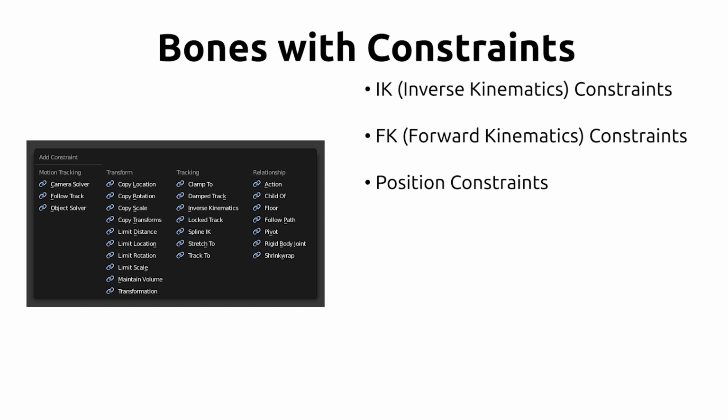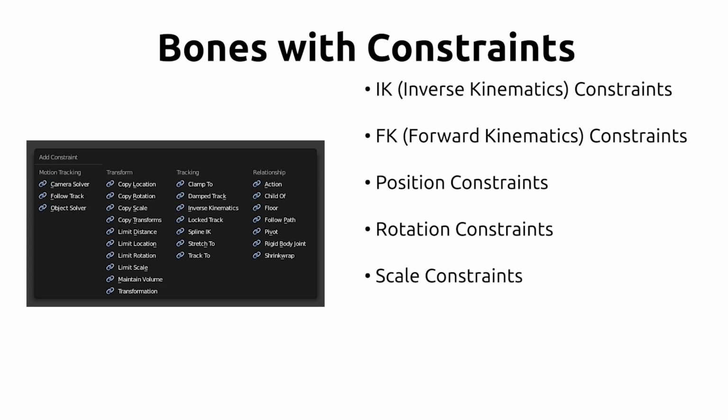Position constraints. These constraints control the location of bones relative to a target, which can be useful in situations where a bone needs to follow a specific path or stay within a certain area. Rotation constraints. Rotation constraints limit the rotation of a bone, often to prevent unnatural joint movement or to mimic the limited flexibility of human joints.